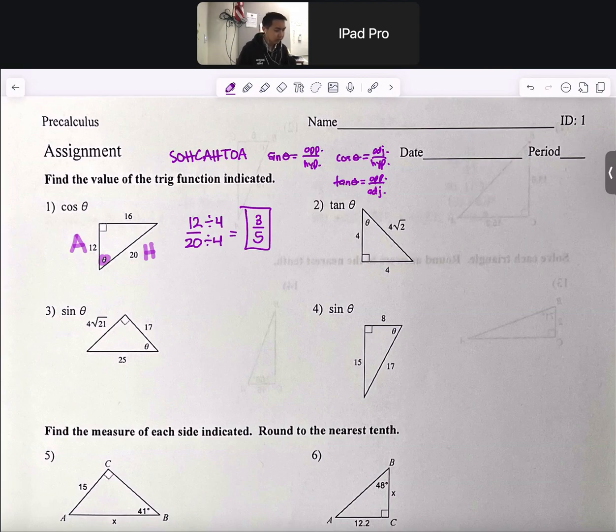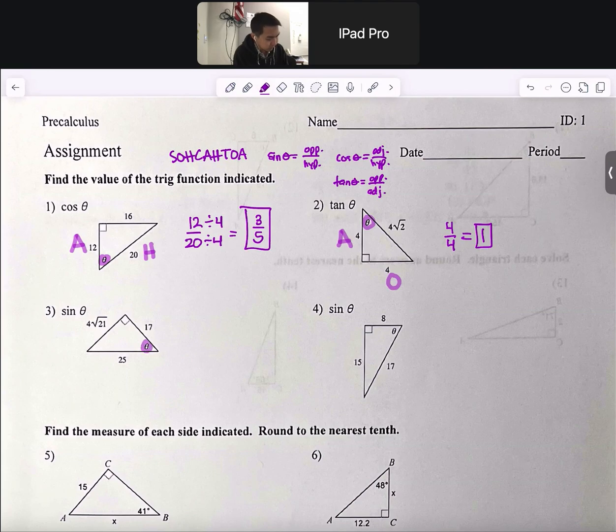Now let's take a look at the next one. For tangent theta, here's theta. Tangent is opposite over adjacent. So opposite over adjacent in this case is 4 over 4, which just simplifies to 1, right? That just simplifies to 1.